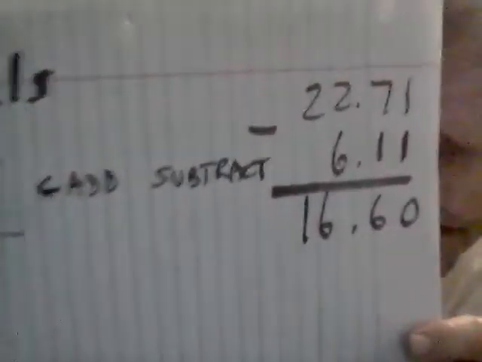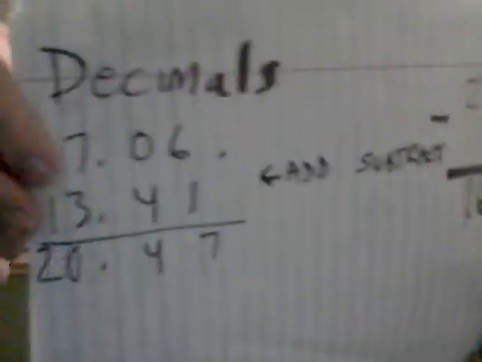Now, let's look at decimals first of all. We got decimals here. Take a look at these decimals. See if you can look at these decimals. Okay? See what I got there? Hope you can see them okay. I got two problems right there. We added them together. There we go.